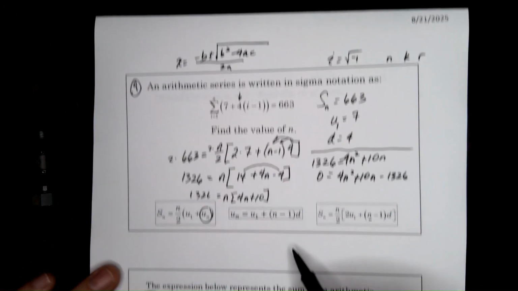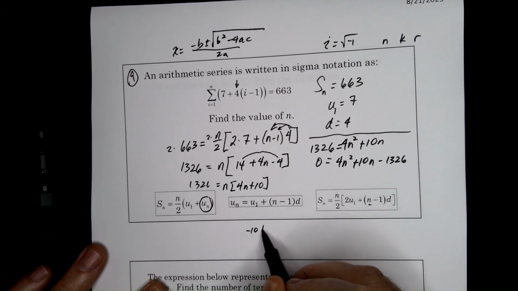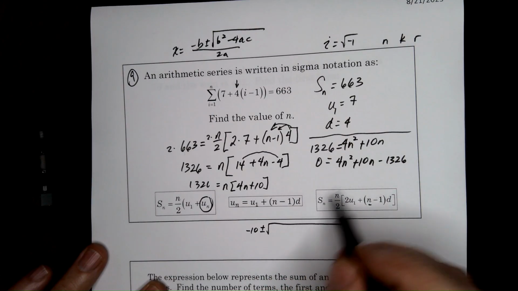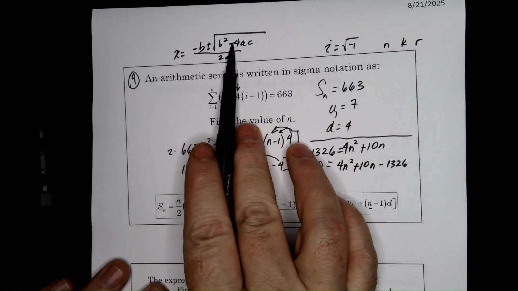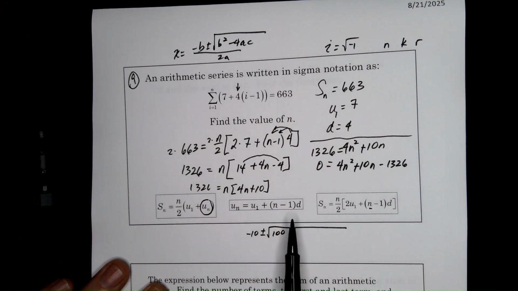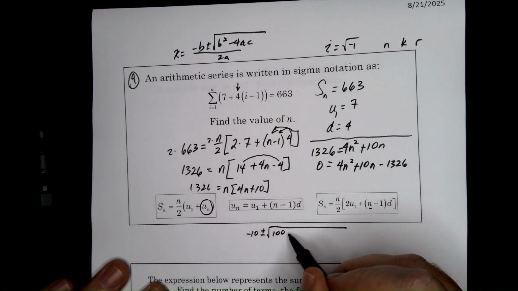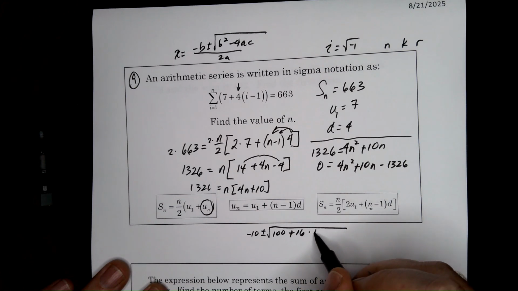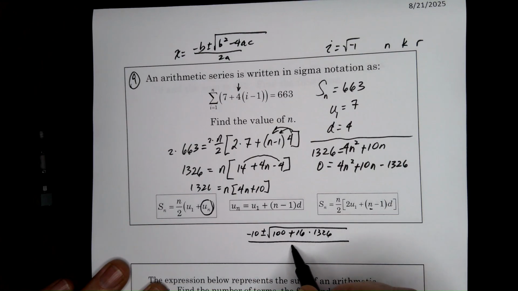So I'm going to run out of room right there, so I'm going to try that down here. Check this out. Negative 10 plus or minus, so we're going to get 100. And then, you know how it's minus 4ac? Well, I have minus 4 and then this minus right there, so that's going to become a plus. So I'm just going to go ahead and do plus 4 times 4 is 16, times 1326, all over 2a. A is 4, so over 8.